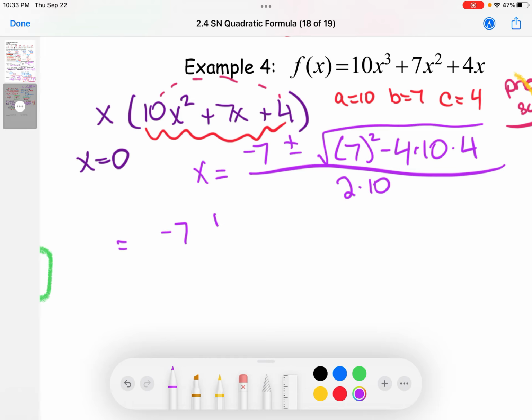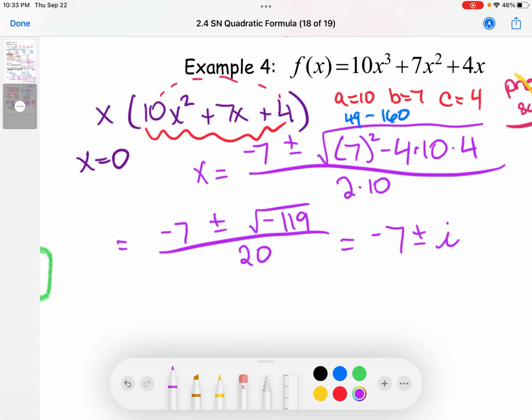Okay, so simplifying this, negative 7 plus or minus the square root of 7 squared is 49 minus 4 times 4, 16 times 10, 160. So that is going to be the square root of negative 119 all over 20. Okay, now negative 119. We need to split off that negative. This is negative 7 plus or minus i square root of 119, all over 20.